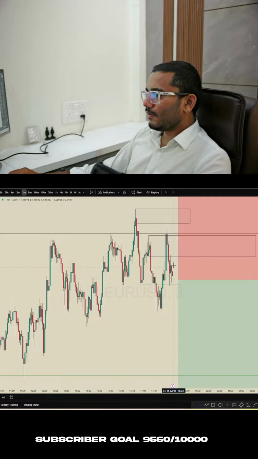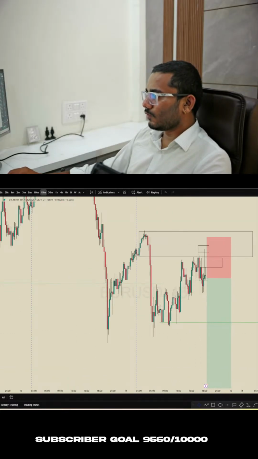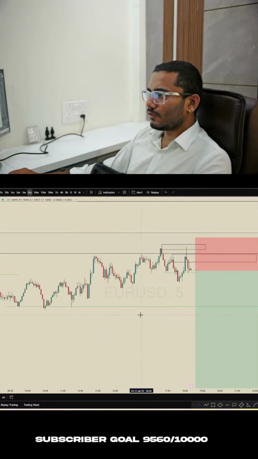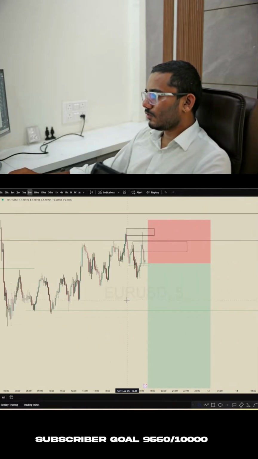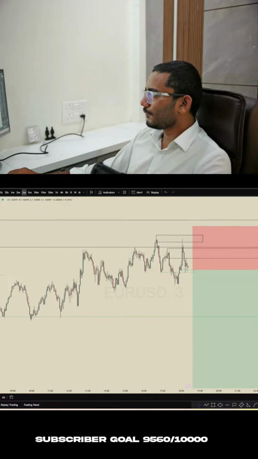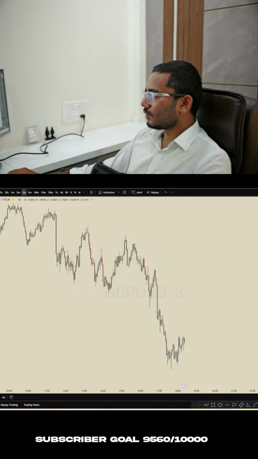On Euro, I'm waiting for price to close below this area, so we can look for sell side. But I think there is no momentum. Volatility is very low today. Let's look at Euro JPY.